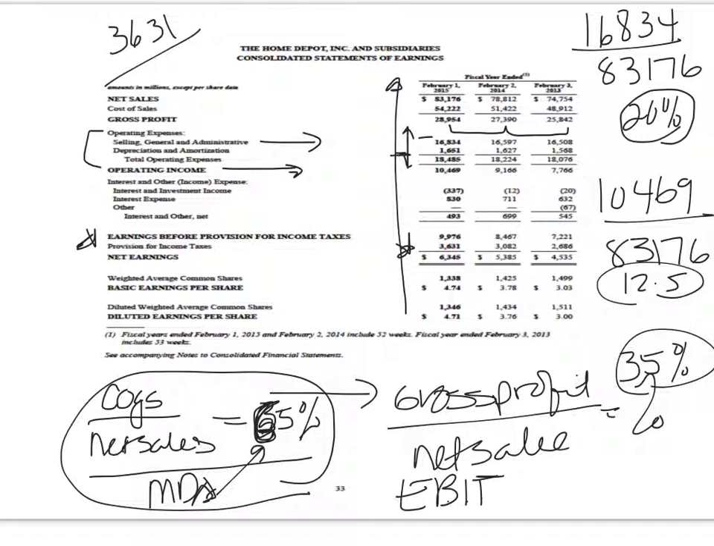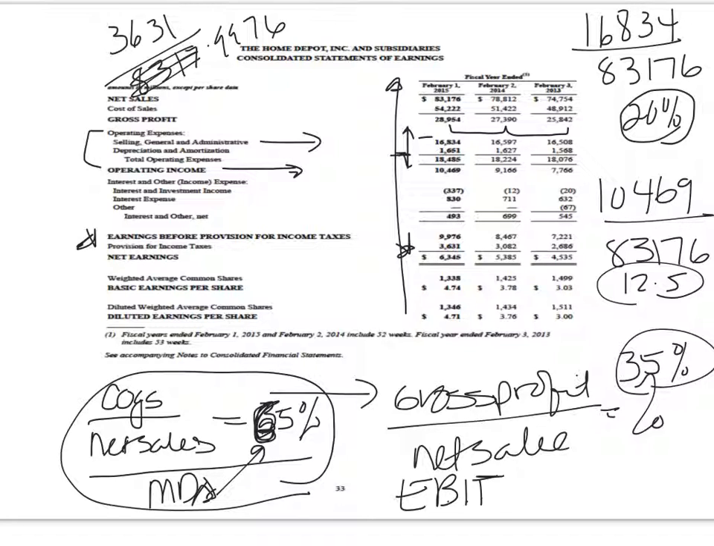36,331, again divided by 83,176. Oh, excuse me. I want to do it before earnings before taxes. So in this case, 99.76. So the earnings before taxes, 99.76. So if we do that, we're going to take 36,331 divided by 99.76. This is to get our effective tax rate, which, oh, that doesn't look right.